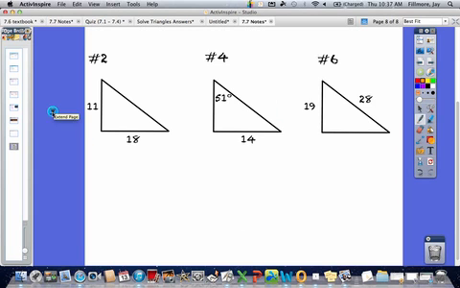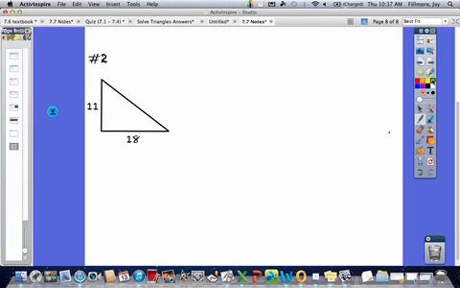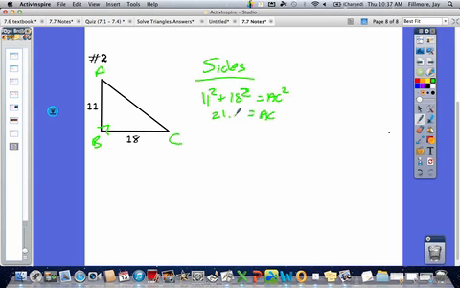So let's do number 2. Well, again, solving for sides should be pretty easy here. I already know 2 sides. I can use my Pythagorean theorem to find my third side, 11 squared plus 18 squared. Let me label this. Equals AC squared. And then 11 squared plus 18 squared, and take the square root, you know the drill from here. Should be about 21.1. That's the length of my hypotenuse. And I'm done with the sides.